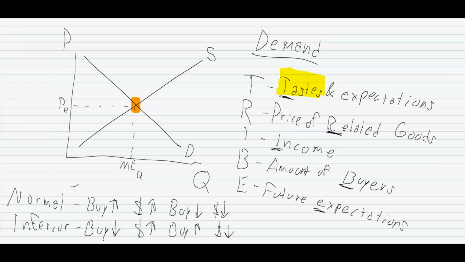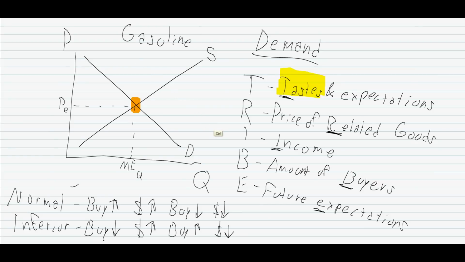Future expectations. This one's pretty simple too. Think about this in terms of the price of gasoline. If the price of gasoline is going to increase in the future, if somebody estimates it's going to increase by a lot, you can be like, oh, if it's going to increase a lot, I should buy now. So the demand for gasoline right now is going to increase.